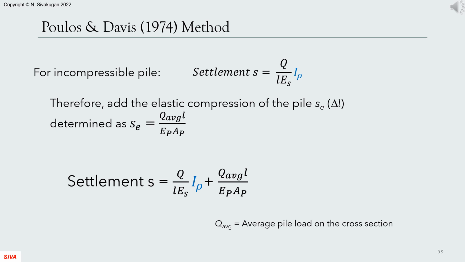Now that we computed the settlement of the incompressible pile, we have to add the elastic shortening determined using the actual Young's modulus of the pile, EP. Thus, we accept that the pile does undergo elastic shortening.